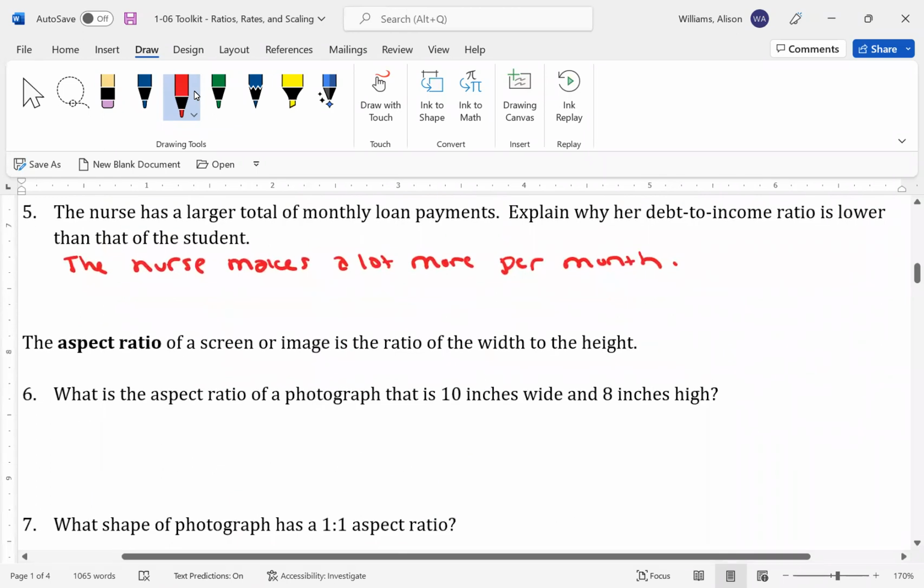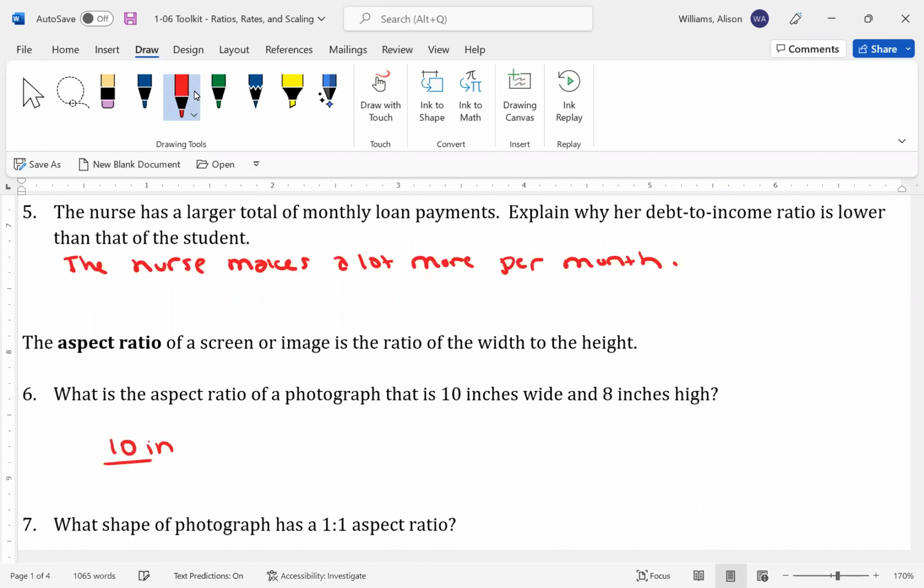Okay, another example, aspect ratio. So this is a comparison of width to height. So let's look at a photograph. Standard photographs are often 10 inches wide by 8 inches high. Let's write that as an aspect ratio. So first, I'm going to write it as 10 inches over 8. I'm not going to write inches anymore. I'm going to drop that, and I am going to reduce this. They are both divisible by 2, which comes out to 5, 4.